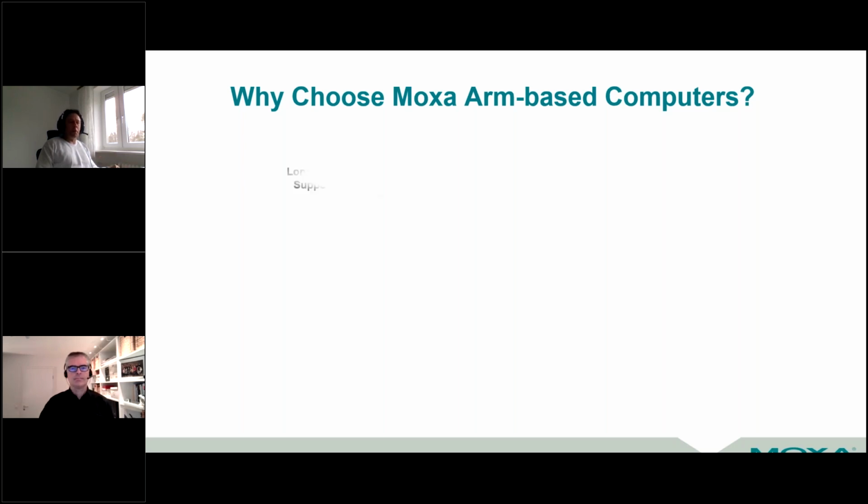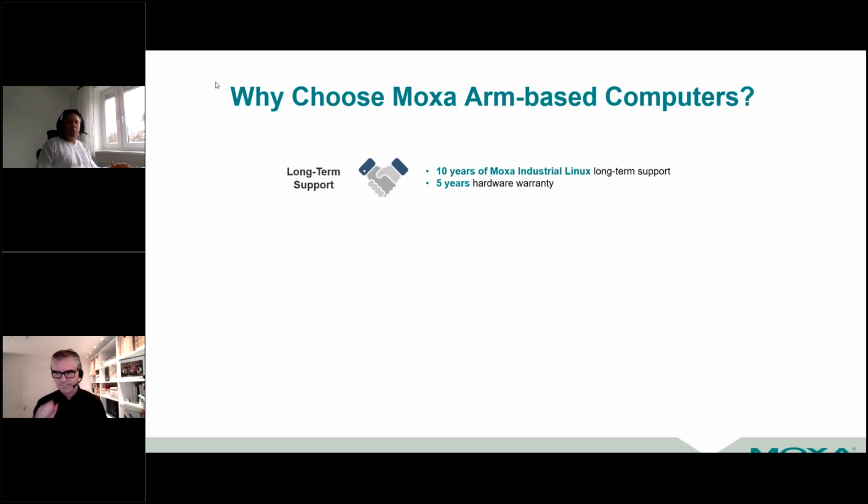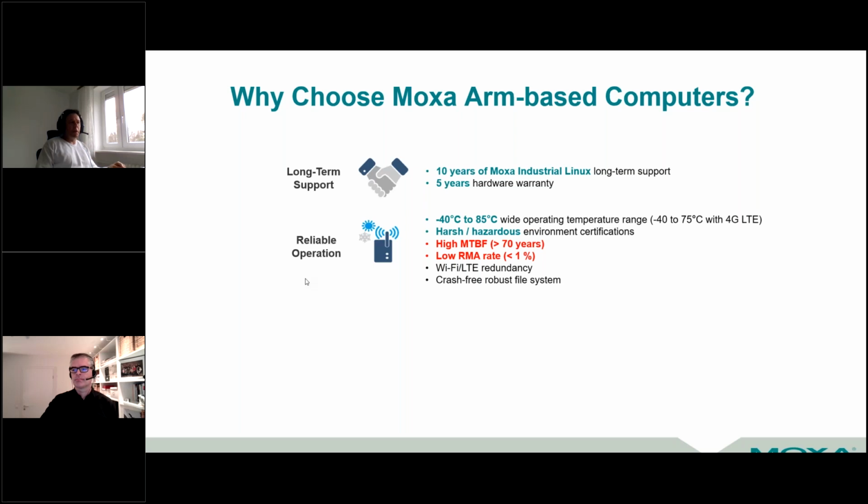Based on the slides which you have seen, we provide Moxa Industrial Linux with 10 years of software maintenance support and 5 years of hardware support. Our computers are very well known to run for many years. They have a very high MTBF. It can live like a human for more than 70 years. The best satisfaction of the customer is a low RMA rate, which means the customer doesn't return devices to be repaired, which in the case of ARM architecture is less than 1%.